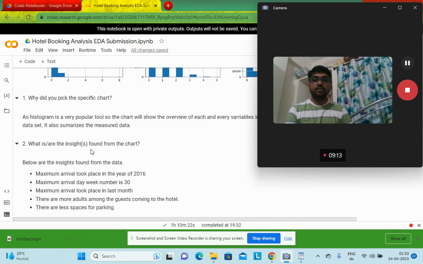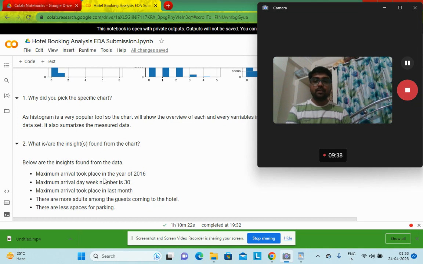What are the insights found from the chart? Below are the insights which I found from the data. Maximum arrival took place in the year 2016. Maximum arrival day number is 30. Maximum arrival took place in the last month. There are more adults among the guests coming to the hotel. There are fewer spaces for car parking. Let's try to check these two.